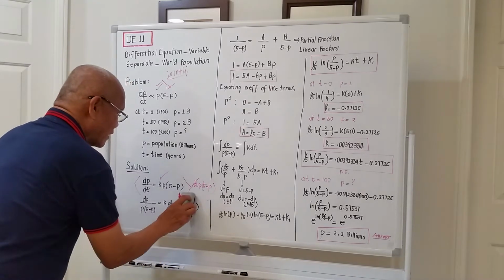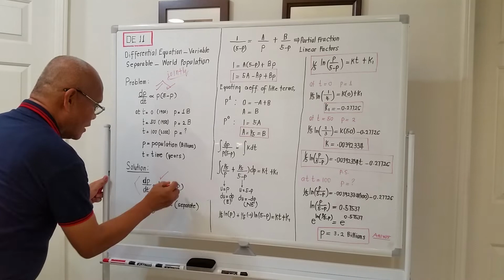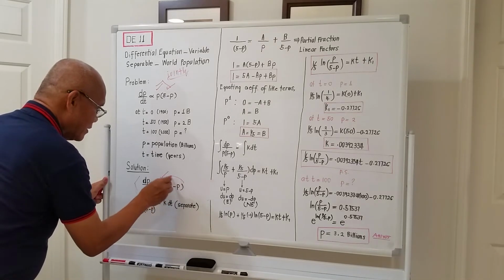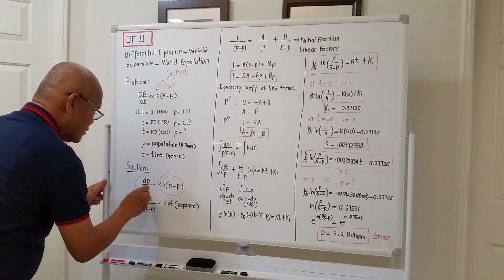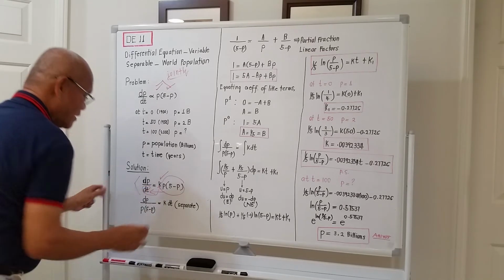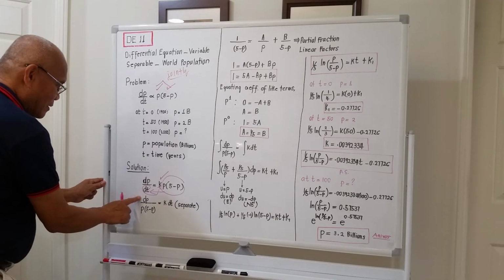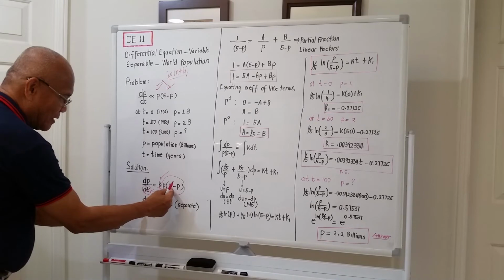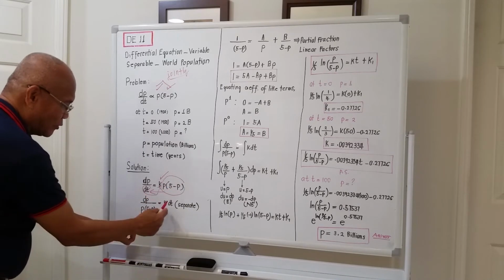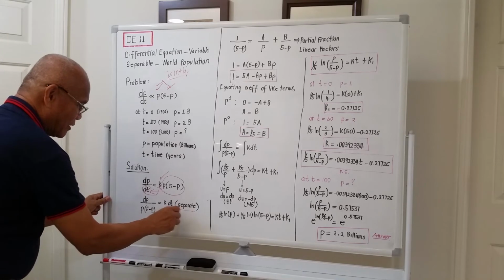Okay, let's do it like this. We'll just move this one here, back here, then this dp here, we put it here. So what will come out for this separation? There's no multiplication. Okay, dp all over p times the difference of 5 minus p equal to k dt. Okay, we separated the variables already.